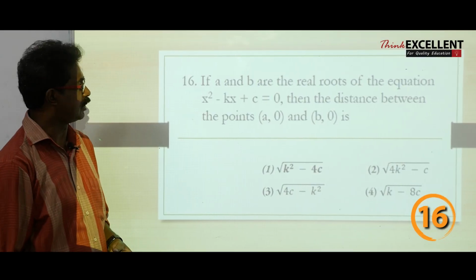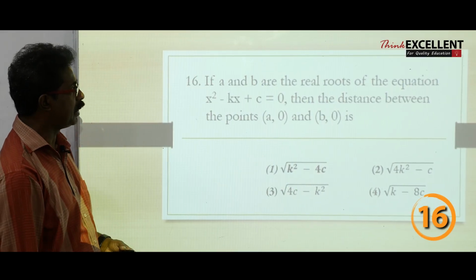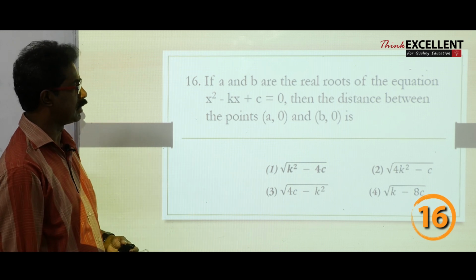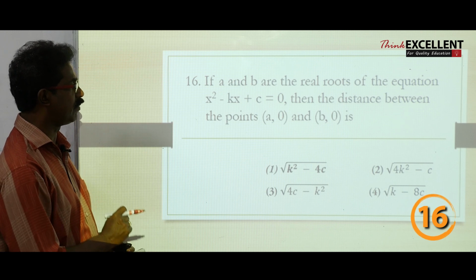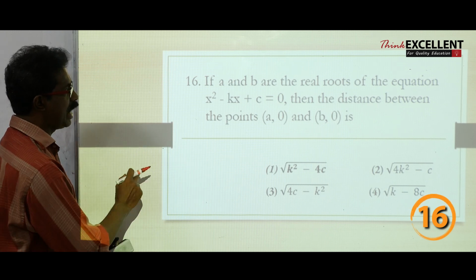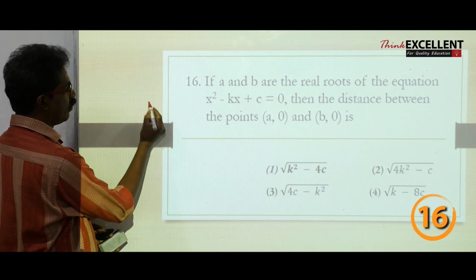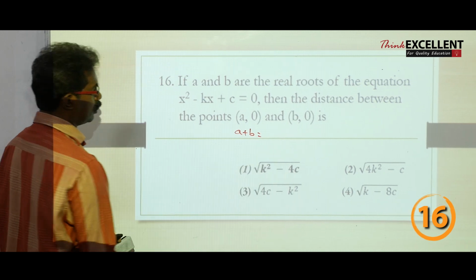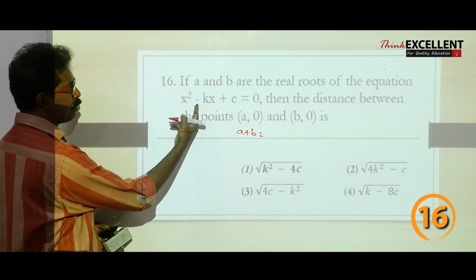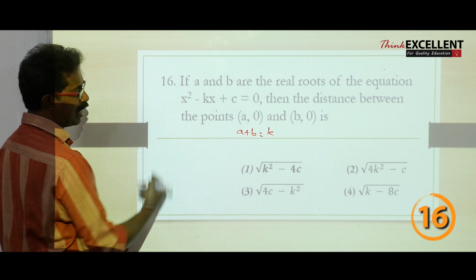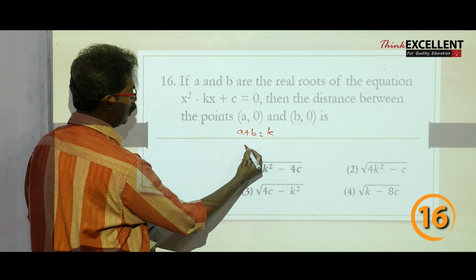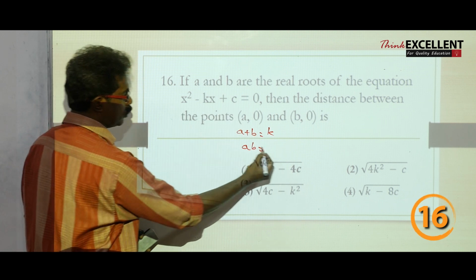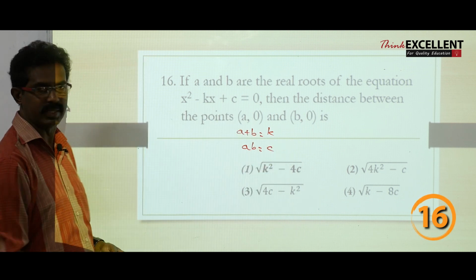Now let us see the 16th question. A and B are real roots of this equation, x square minus kx plus c equals 0. Then the distance between the points. So what we do first, A and B are roots of this equation. So we find A plus B, sum of the roots. A plus B is equal to minus B by A, minus minus k, so it is plus k by A value 1. And product A into B equal to C by A, here it is C by 1. So it is C. So these two values, just leave it there.